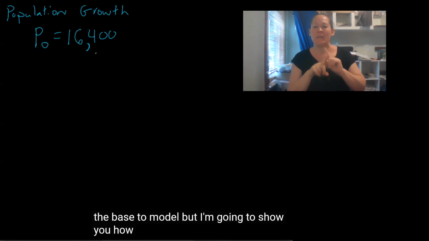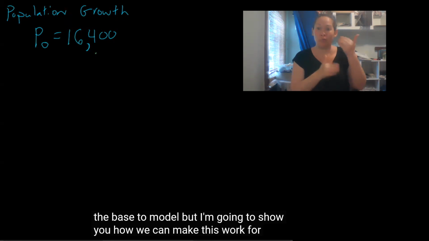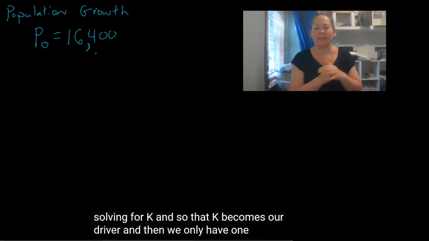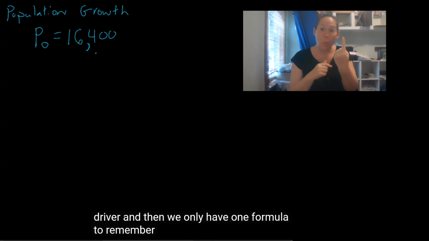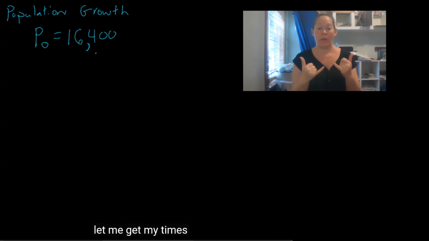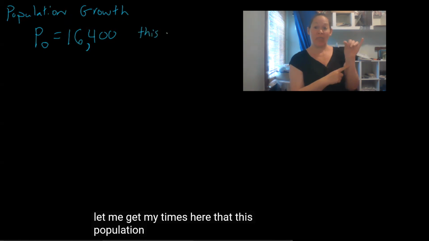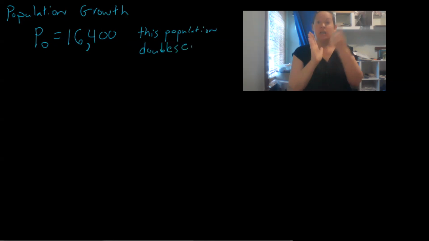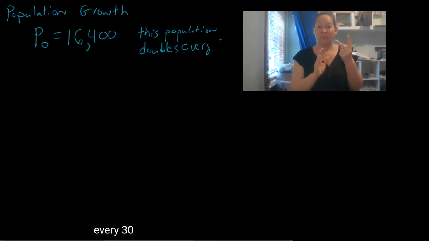Now, you might have seen me, I did this in the other class using the base 2 model. But I want to show you how we can make this work for solving for k, and so that k becomes our driver, and then we only have one formula to remember. We could know that this population doubles every 30 years.